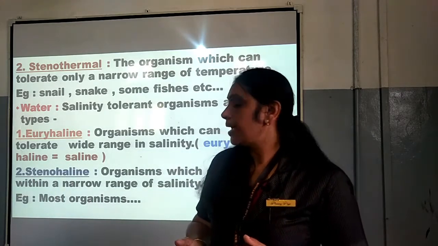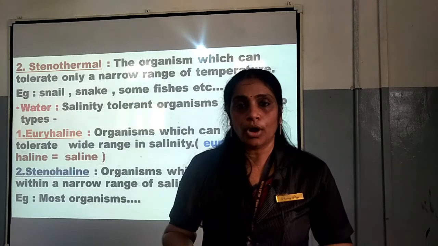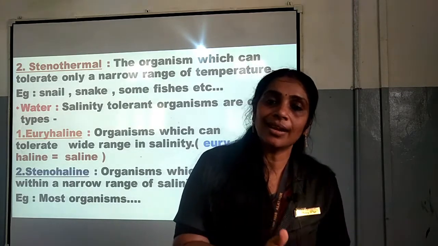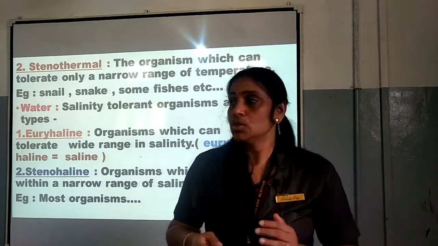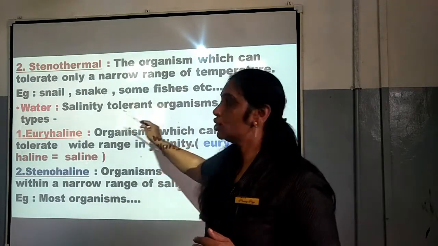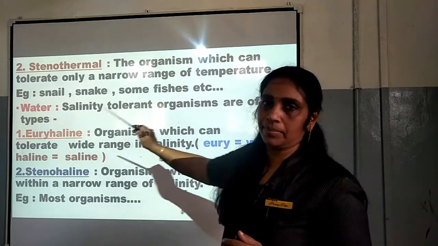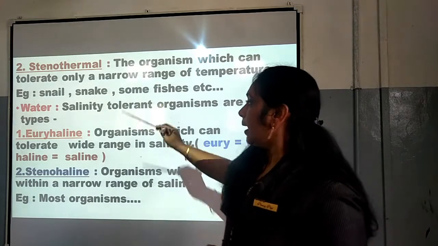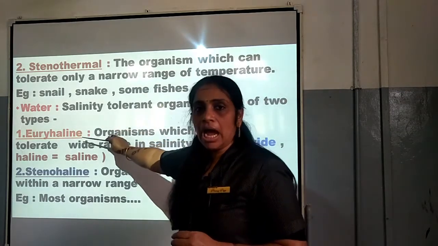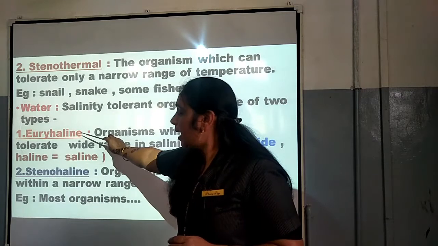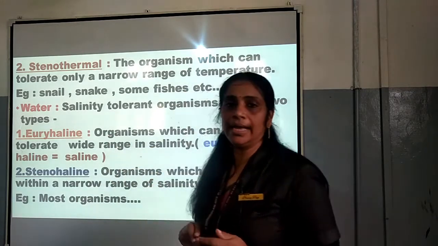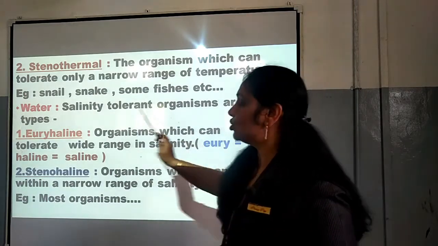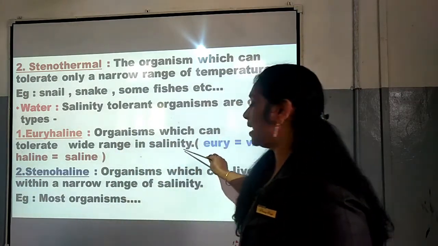So, here it has been said that there are organisms which are able to tolerate even the saline condition of water. So, here it has been said that salinity tolerant organisms are of two types. Salinity means saline, that means salt water, and these two organisms are euryhaline and stenohaline.